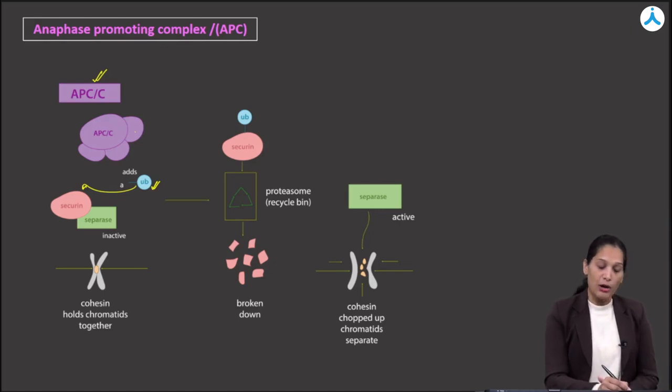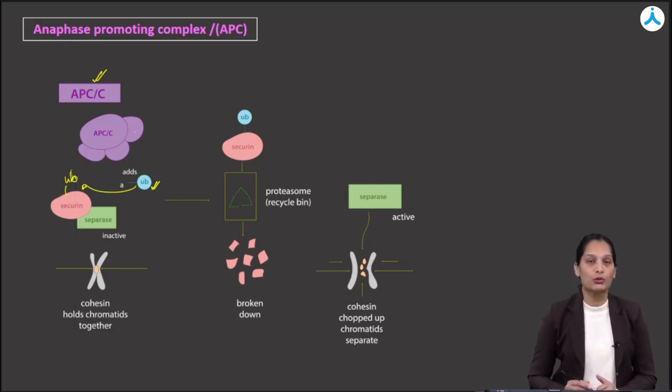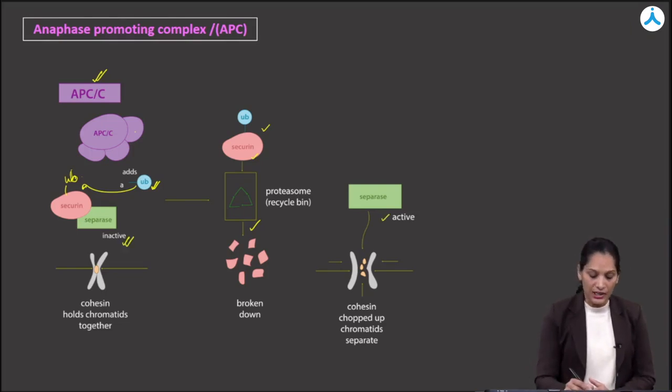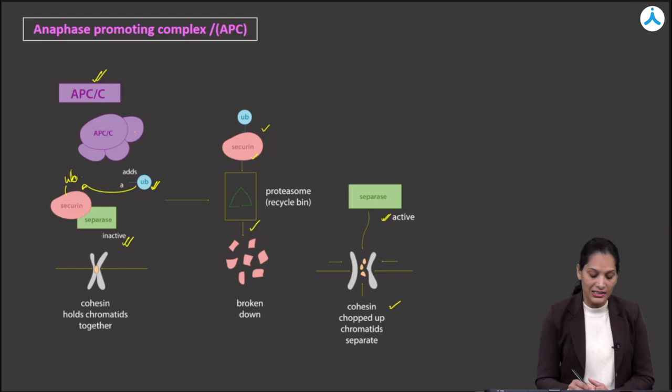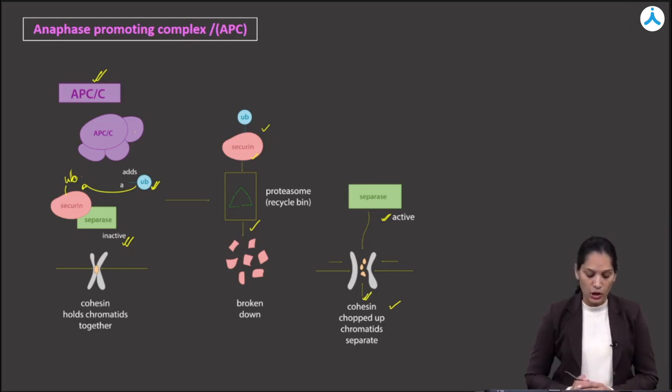This APC complex adds the ubiquitin on the securin. So wherever this ubiquitin is added, that protein is degraded. Then what happens? The securin is degraded. Now separase becomes free. This separase, when it becomes free, becomes active. This can lead to the chromatid separation. These two chromatids are held by the cohesin protein between them. So this cohesin is chopped up by the separase and then it leads to the separation of the chromatids.